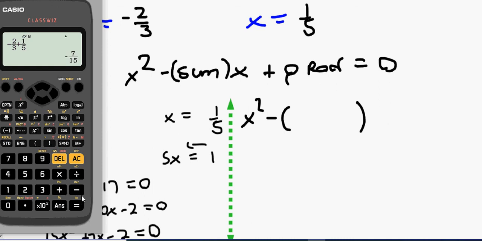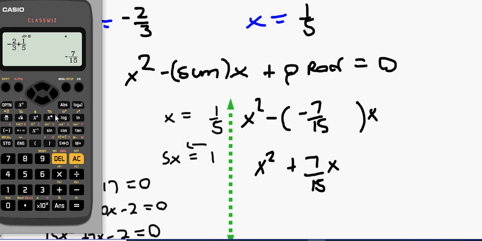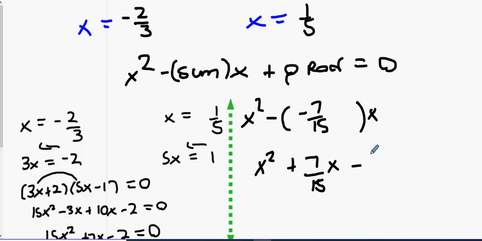Then we get minus 7 over 15. Now what's minus 7 over 15? x squared plus 7 over 15x. What does product mean? So go back here and just change it to a multiplication sign. And what do you get? Minus 2 over 15. Alright. Any ideas what to do next?